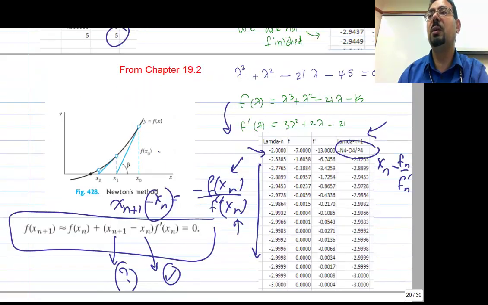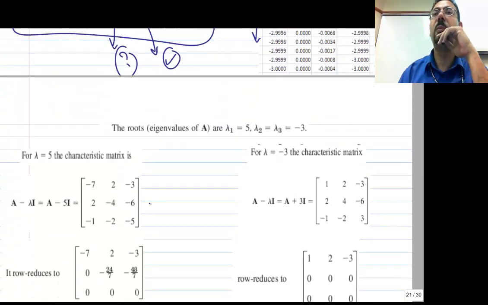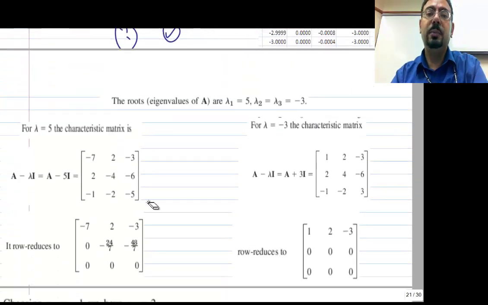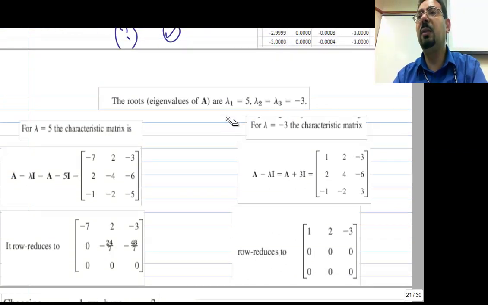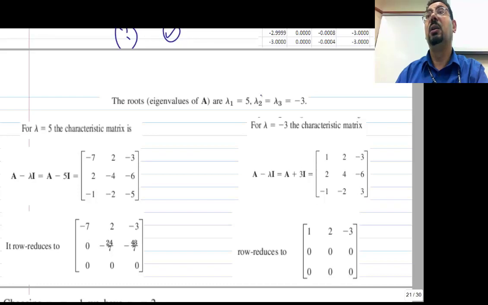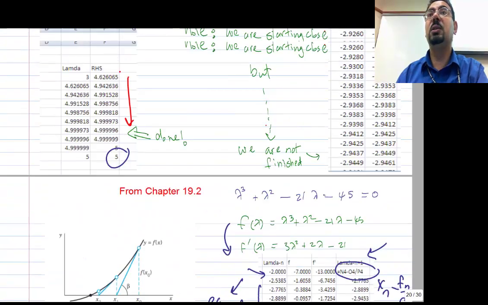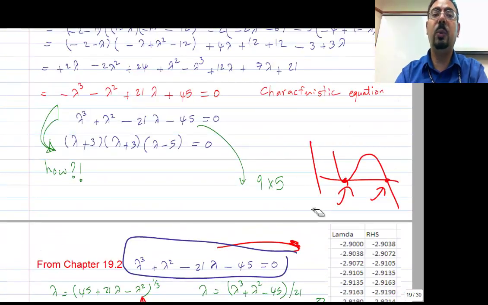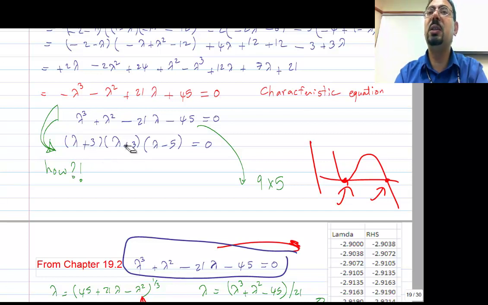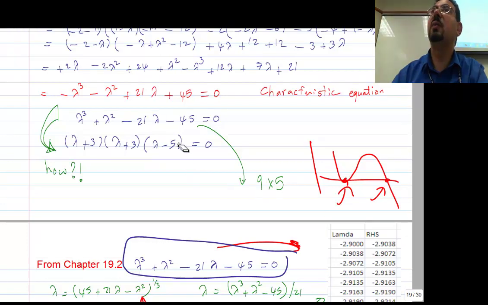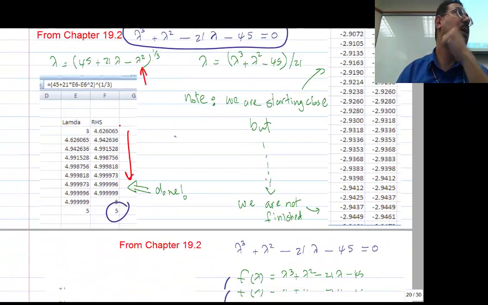Question about this so far? Alright. So he found basically the eigenvalues lambda 1 and lambda 2. Okay, note that this particular equation that we are solving will end up with two roots that are exactly the same. So it's just minus 3 and plus 5. So two of the roots are basically exactly the same value.